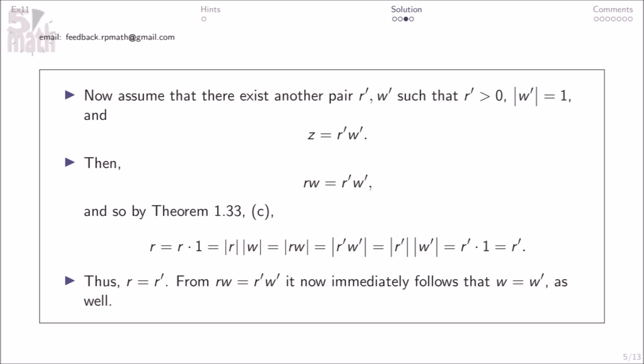Now assume that there exists another pair r prime, w prime such that r prime is greater than 0, absolute value w prime equals 1, and z equals r prime w prime. Then rw equals r prime w prime, and so by theorem 133 we have this. Thus r equals r prime. From rw equals r prime w prime, it now immediately follows that w equals w prime as well.